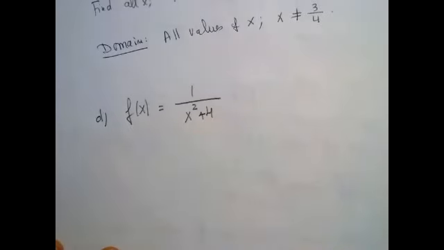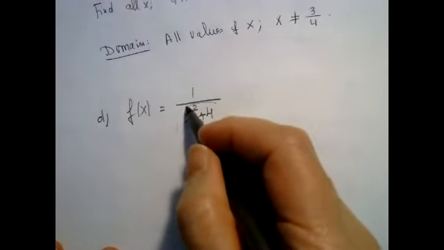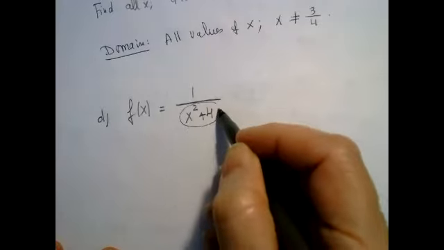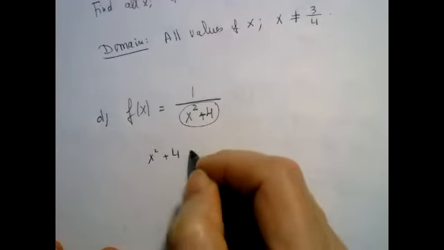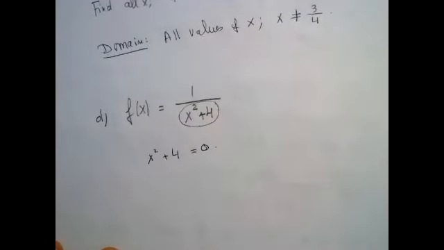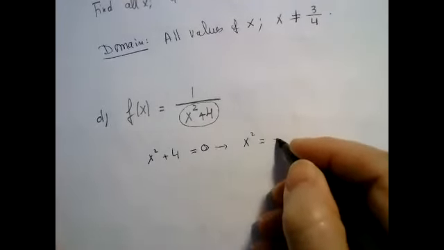Ask yourself, what can make this expression, multiply 1 by x squared plus 4, undefined? So the question would be, what makes the denominator 0? So I'm going to set the denominator to be 0 and ask myself, what makes the denominator 0? You would subtract 4 from both sides. Okay, we're going to subtract 4 from both sides.